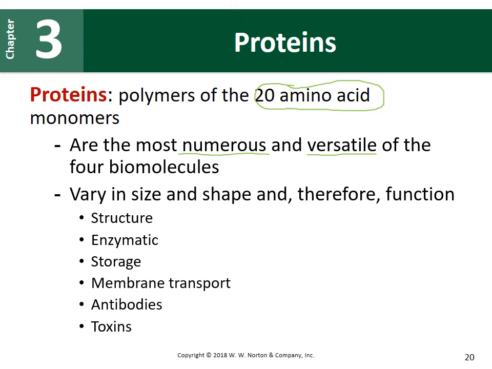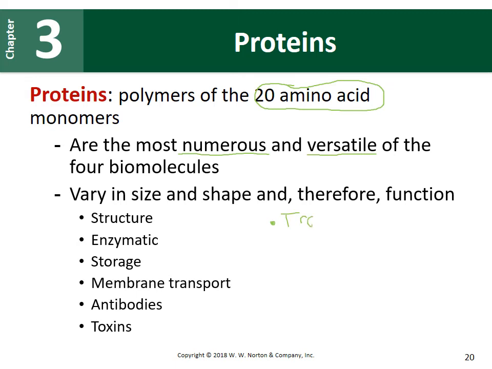So some proteins give structure. Some proteins are enzymes. They help speed up reactions. Other proteins are used for storage. Some are used for membrane transport. They will transport molecules in and out of the cells. Some proteins are antibodies. They protect us. They're part of our immune system. Additional proteins are toxins, so they can cause harm. There's a lot of functions.